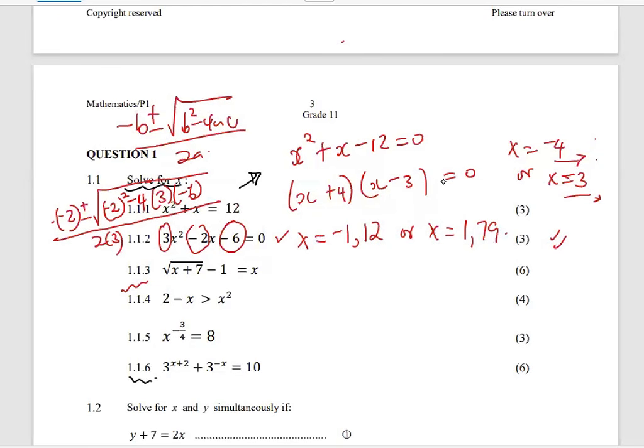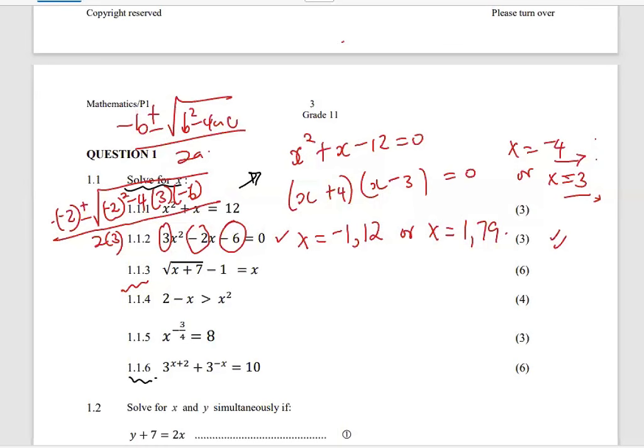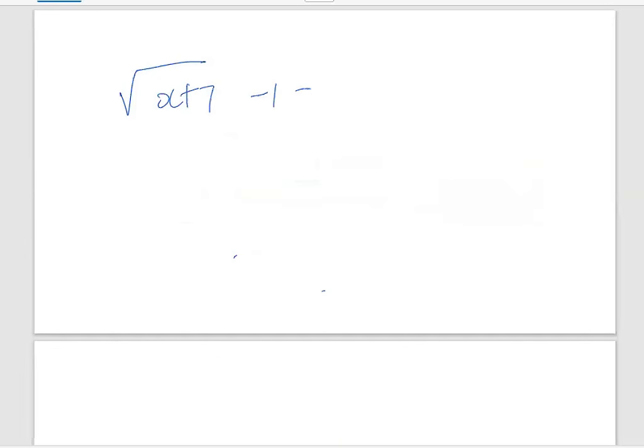1.1.3, where we have the root, or the equations with roots. Okay, so I'll jot it aside and say we have square root of x plus 7 minus 1 is equal to x. Okay, so that is our question 1.1.3.